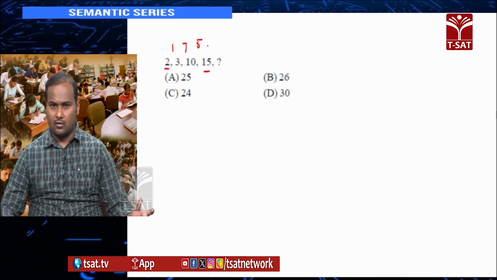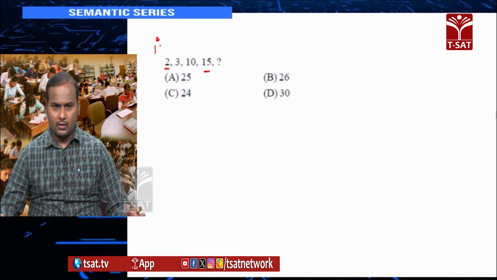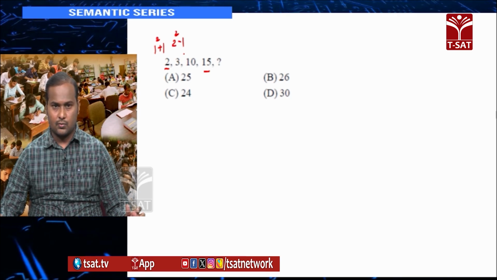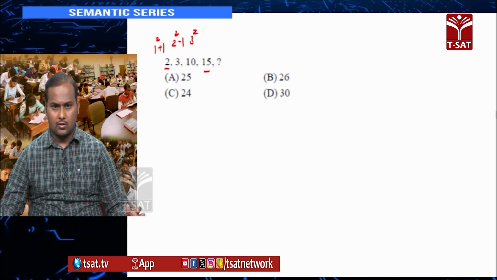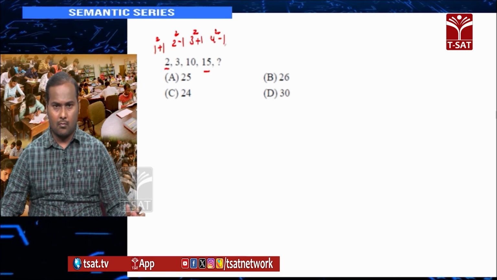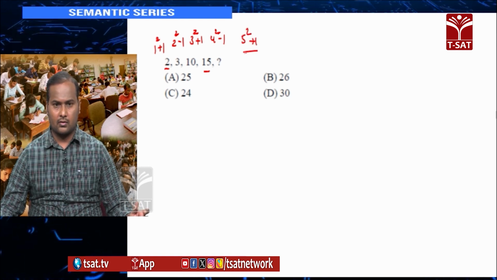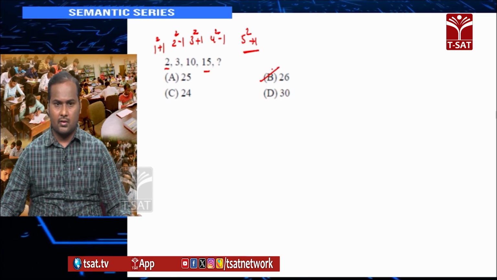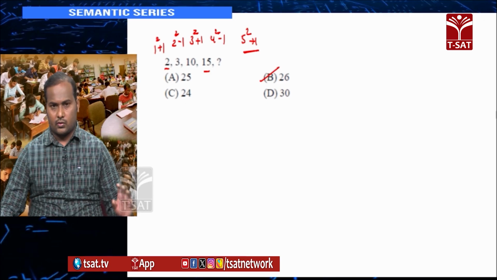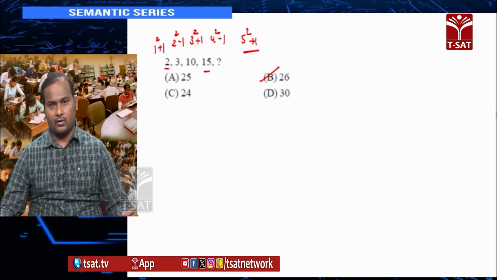So, when you are not getting anything with the difference, check with squares and cubes. I can write 2 like 1 square plus 1, 3 as 2 square minus 1, 10 as 3 square plus 1, 15 as 4 square minus 1. So, what will be your answer? 5 square plus 1. So, your answer will be 26. See the format here. Here also the format is square format only. So, you just keep in mind all the squares and cubes and the values near the squares and cubes, then it will be very helpful in the exam.